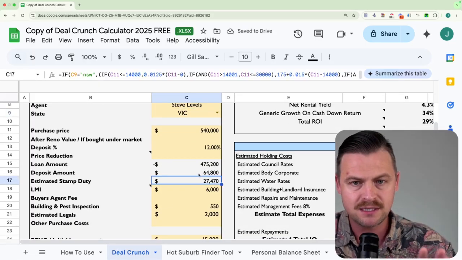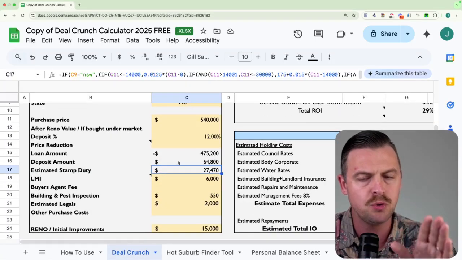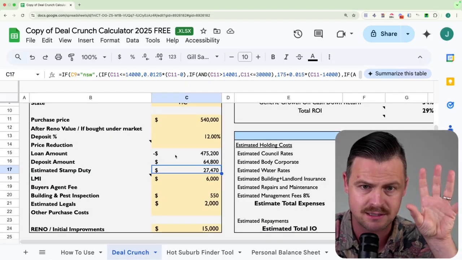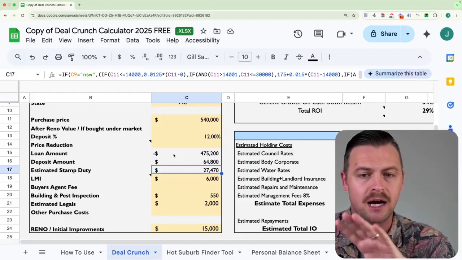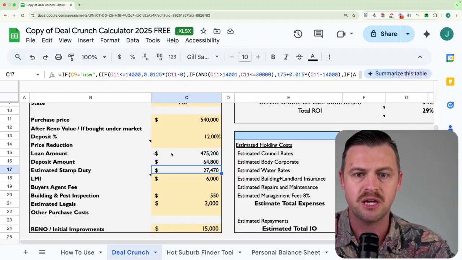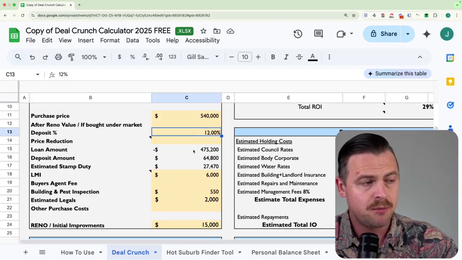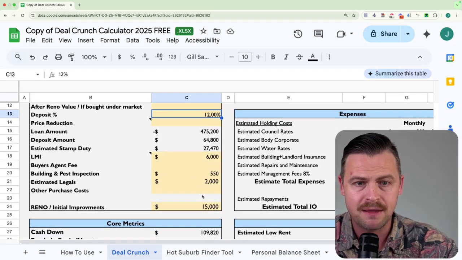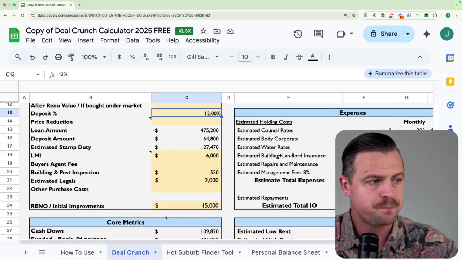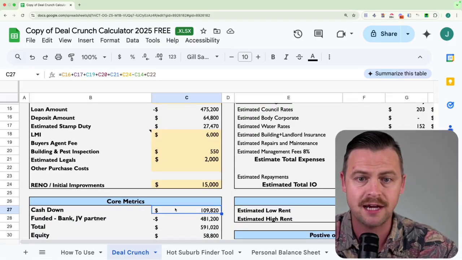Now, one thing to mention on this tool is this is not financial advice. All of these numbers are incorrect, right? This is assumptions only. LMI, so you're going to have to pay some LMI if you go for 12%, and then you've got renovation costs. So there we go. Total cash down, super valuable number.